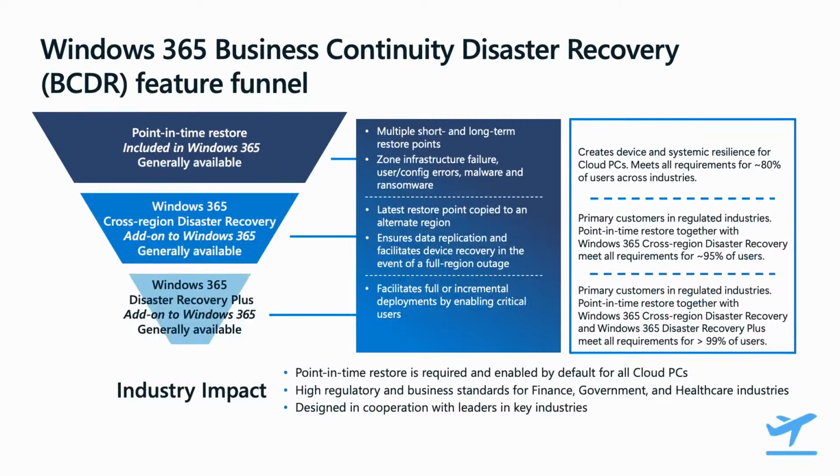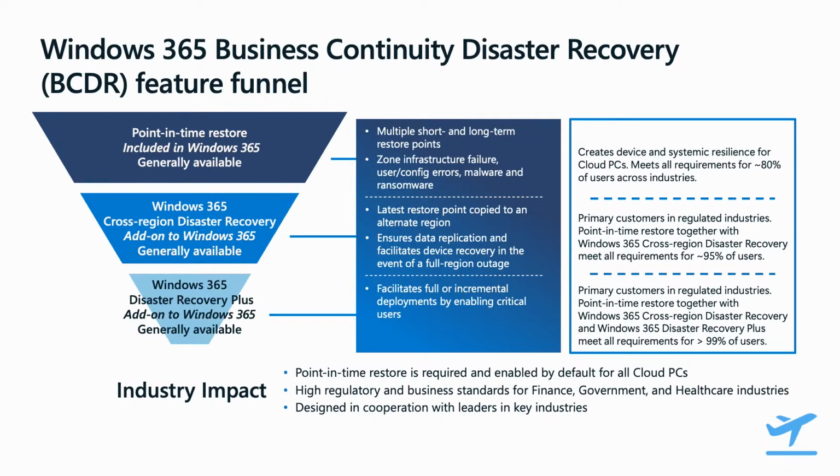Now, let's take a look at how these Windows 365 resilience capabilities layer on top of each other, depending on how critical the workload is and what level of protection the customer needs. At the foundation, we start with point-in-time restore, which is included in Windows 365. This is the baseline capability that every Cloud PC gets by default. It provides multiple short and long-term restore points and protects against common scenarios like zone infrastructure failures, user or configuration errors, and malware and ransomware events. For the majority of customers, this level of protection is enough.